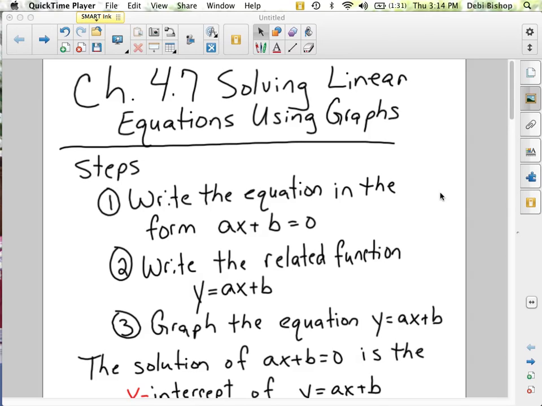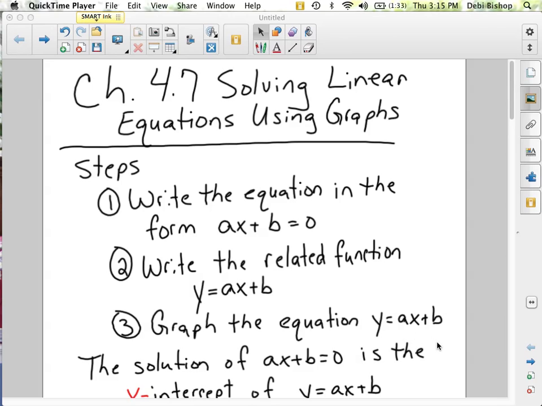So there are 3 steps in solving linear equations using a graph. First, we write the equation in the form ax plus b equals 0, a and b being integers and leaving x as x. After you do that, you write the related function as y equals ax plus b. Remember, we're doing the function, so that's when you have your y equals. And then last, we graph the equation y equals ax plus b.